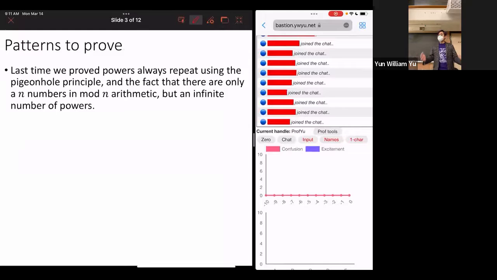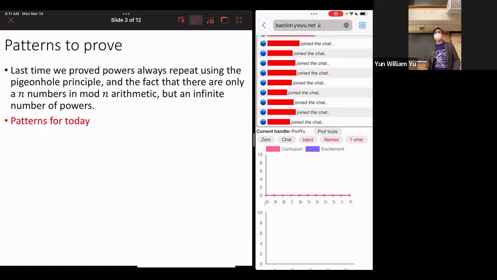So what did we do? We finished last time by proving that powers always repeat. And this is just by using the pigeonhole principle, the fact that there are only n numbers in mod n arithmetic, but an infinite number of powers. So of course, at some point, you're going to have to repeat yourself. Well, today, we're going to prove a couple more patterns.